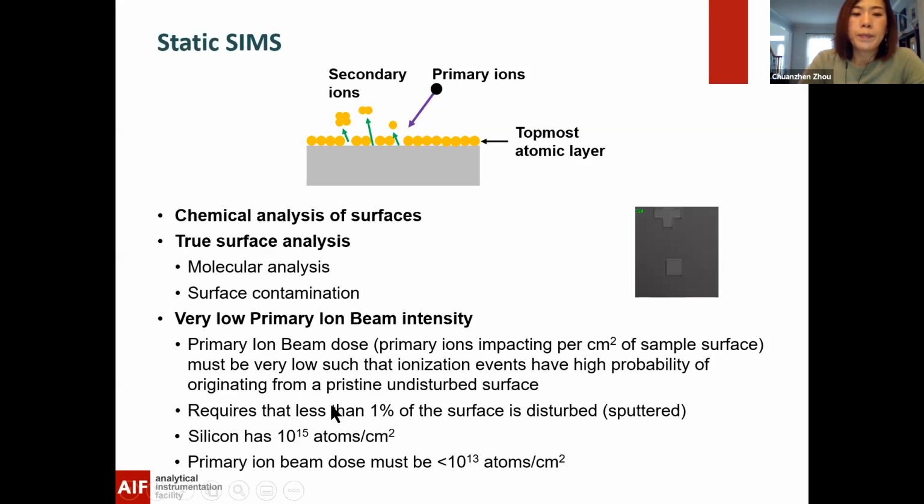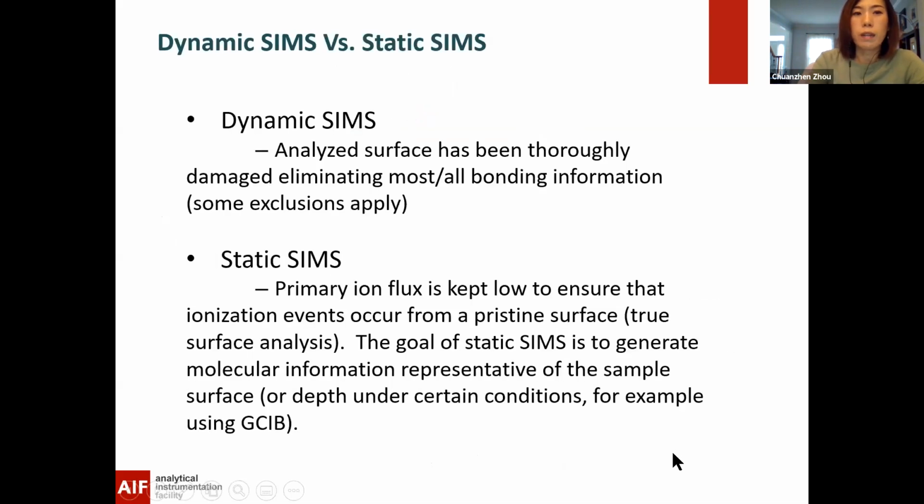So assuming a typical silicon surface has 10 to the 15 atoms per centimeter squared, during static SIMS less than 1% of the surface is disturbed. That means less than 10 to the 13 atoms per centimeter squared have been touched by the primary ion beam. So it's kind of low.